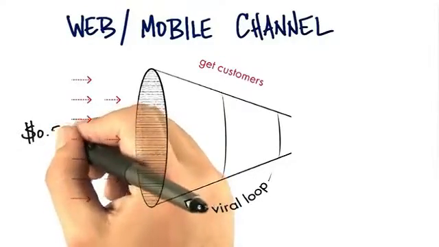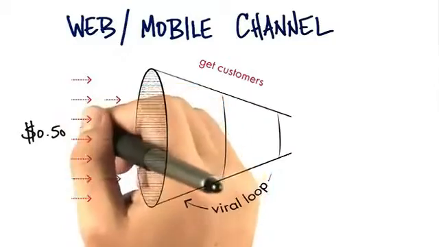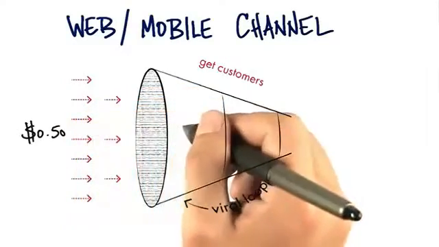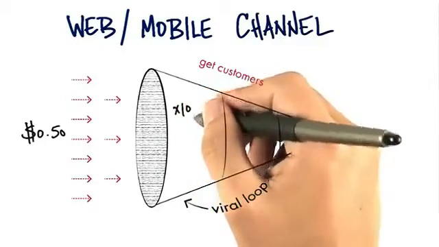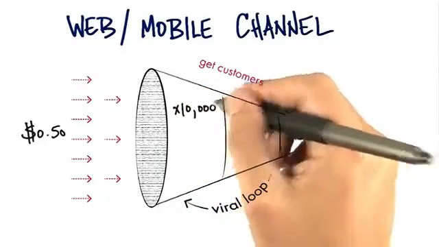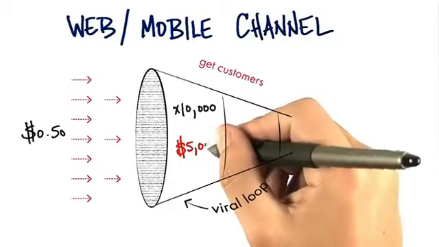So let's assume I'm using Google AdWords and I'm paying 50 cents for pay per click. And let's assume my campaign at 50 cents each gets me 10,000 people to come look at my website. Well, 50 cents times 10,000, that cost me $5,000.